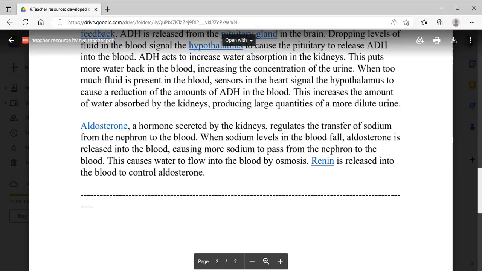This increases the amount of water absorbed by the kidney, producing large quantity of more diluted urine. इसकी वजह से अब किडनी ज्यादा पानी एब्सॉर्ब कर लेती है और उसके लार्ज क्वांटिटी में डाइल्यूट यूरिन को रिलीज कराती है। एल्डोस्टेरोन, a hormone secreted by the kidney, regulates the transfer of sodium from the nephron to the blood.